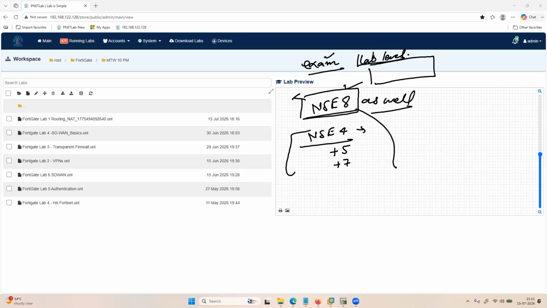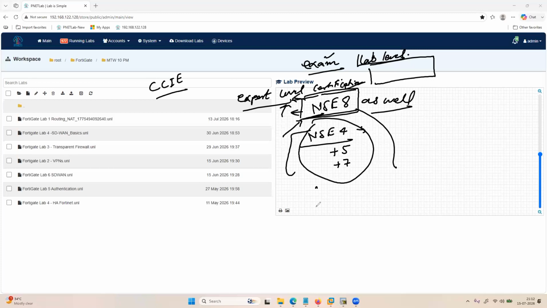So NSE 8 is the expert level certification from Fortinet. Getting it? This is the expert level certification from Fortinet, just like many of you have heard about CCIE. Exactly the same level of certification is this NSE 8. So during our class, we extend our things up to NSE 8. I will not say I'm going to give you NSE 8 training. No, our training will stick to these three.